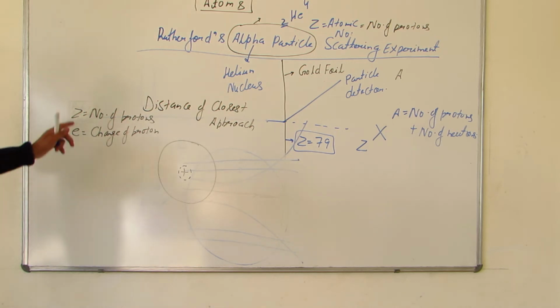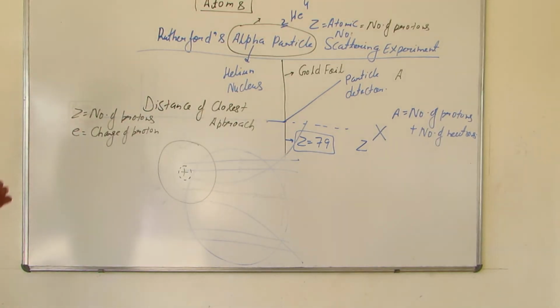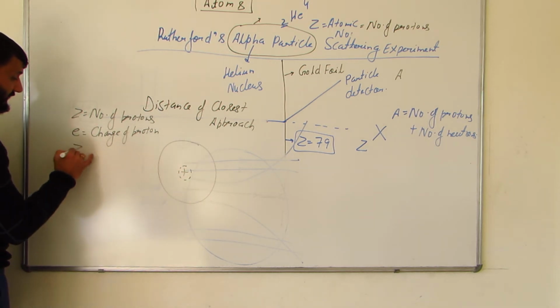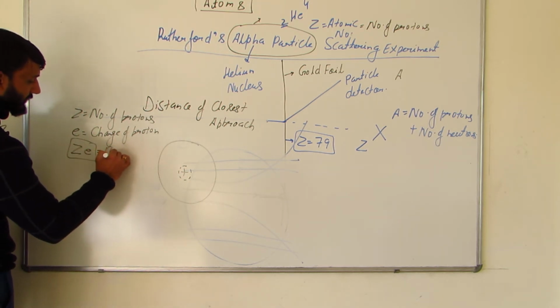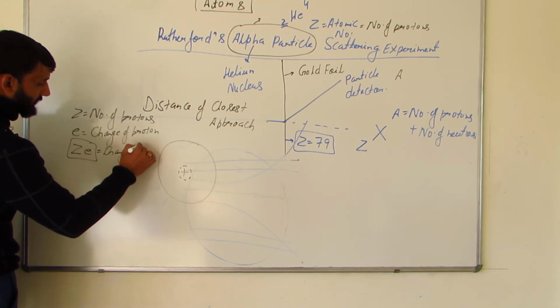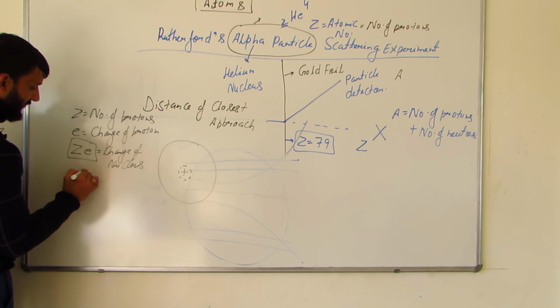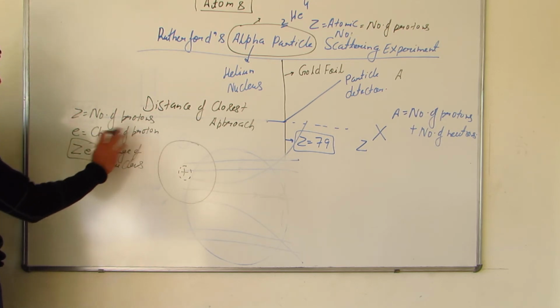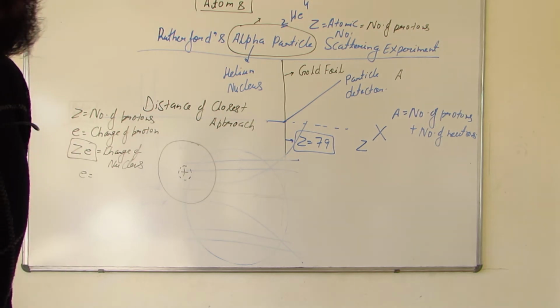If you have Z number of protons and E is the charge of one proton, what will be the total charge inside this nucleus? Ze. So remember that Ze is the charge of the nucleus. And what is the charge of an electron? E, the same as the charge of a proton. The electron is revolving outside.